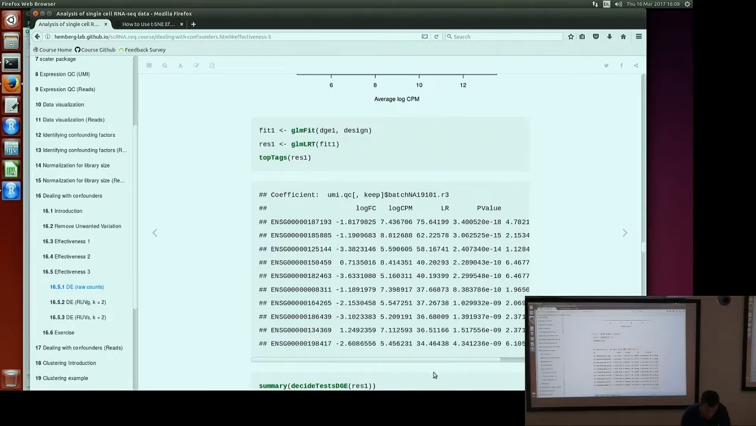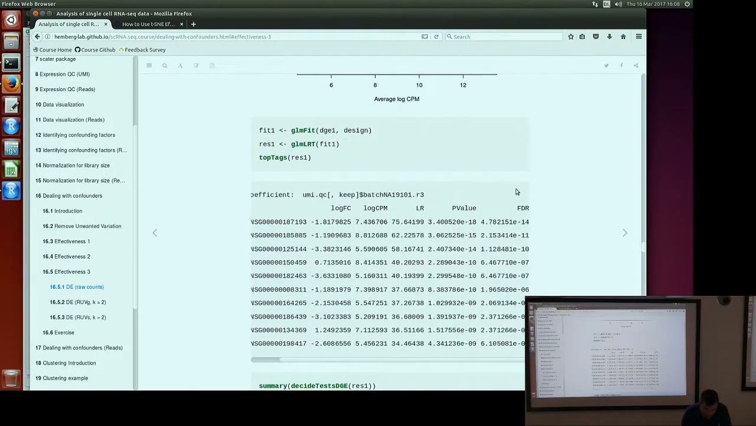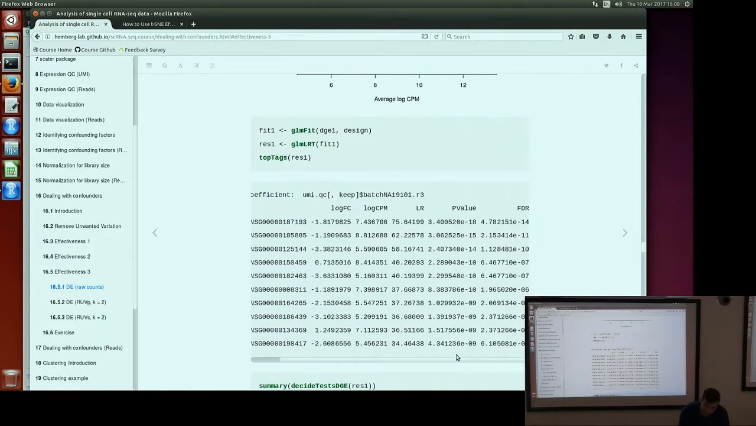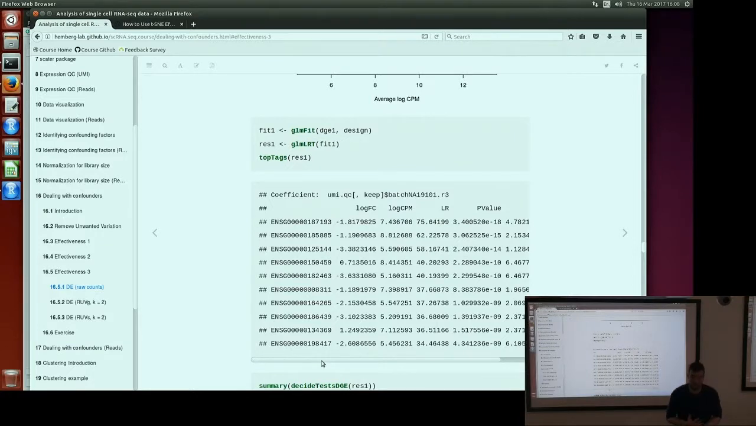So the genes are ranked for differential expression by p-value or false discovery rate, the likelihood ratio statistic itself, the log counts per million for that particular gene, averaged across cells, and the log fold change, so the coefficient for differential expression between cells from batch 1 and cells from batch 3. So even though we're testing cells from the same individual, we can see here that there are a number of genes that, according to this differential expression test, are quite significantly differentially expressed between cells from different batches.